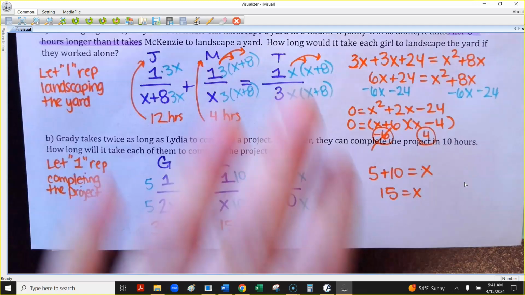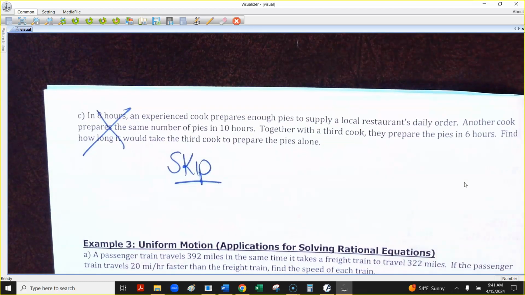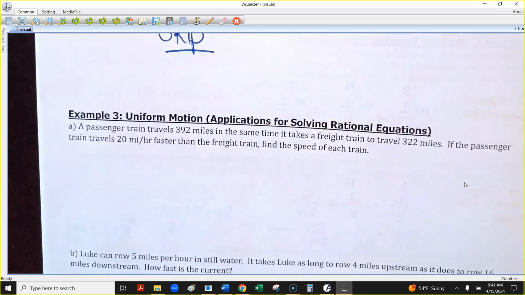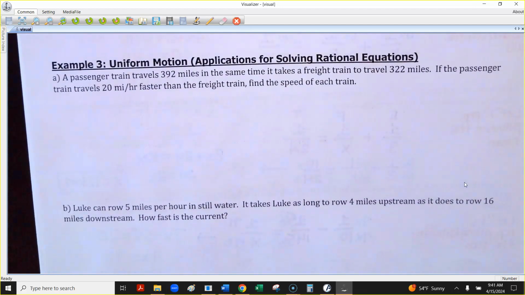Okay, now I'm going to skip this one at the top, just because it's really similar to the ones we just did. And so just go ahead and cross that one out. Just skip it, because a couple of these at the bottom take a little bit more time. So just cross that out. It's the same one we just did. It's just a little different question. Okay, but I am going to move into this one.